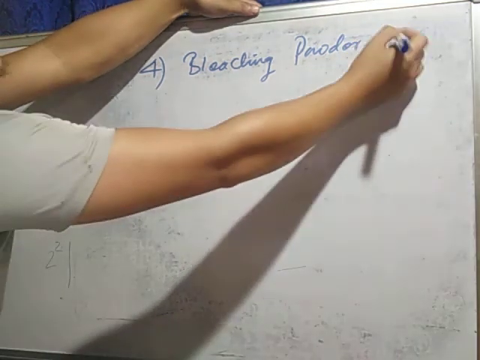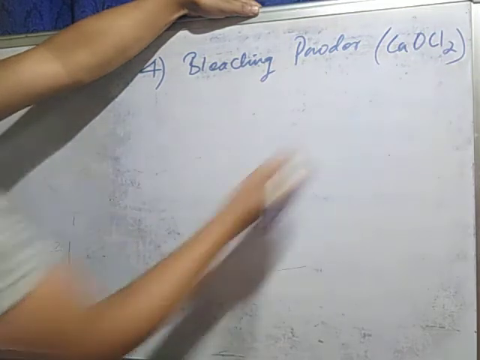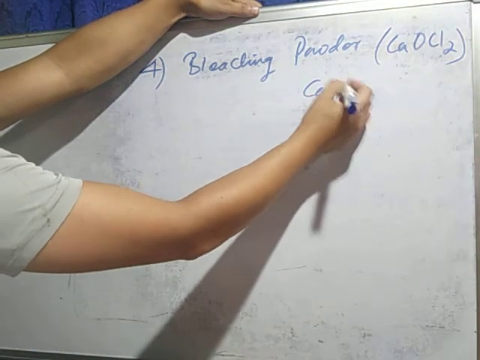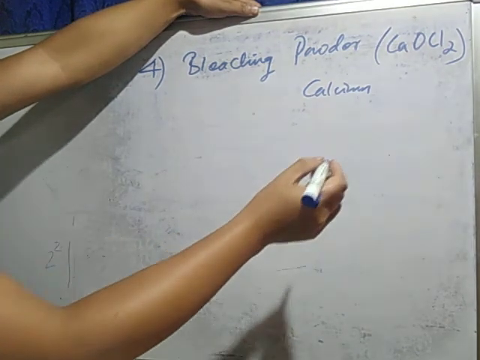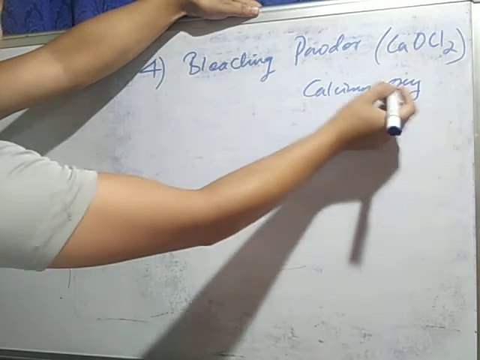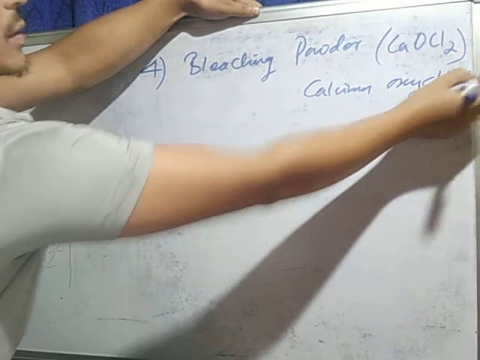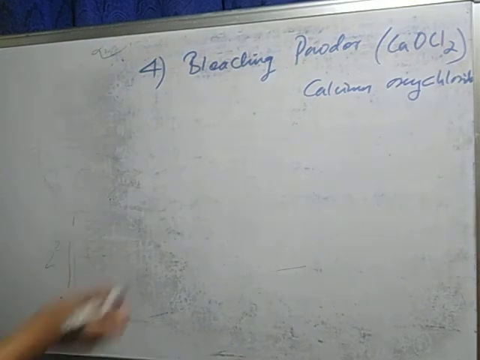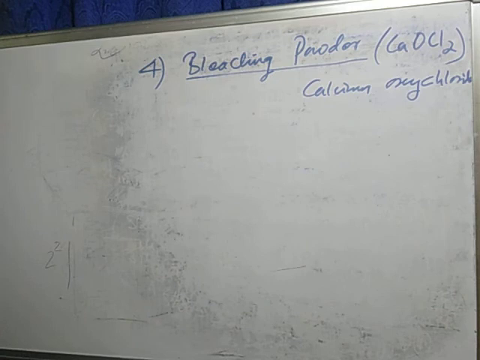So this is calcium oxychloride. This is your chemical formula. So how will you prepare this?